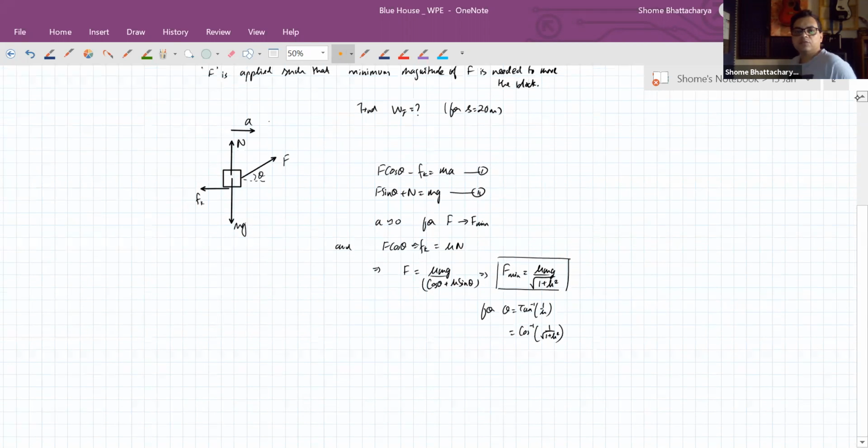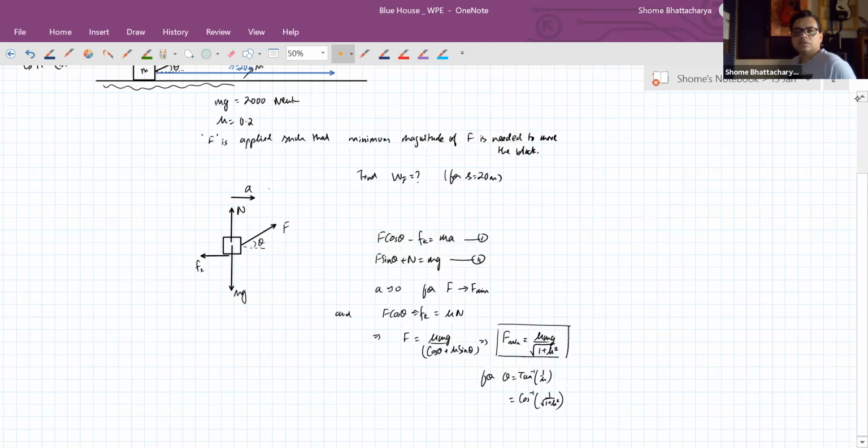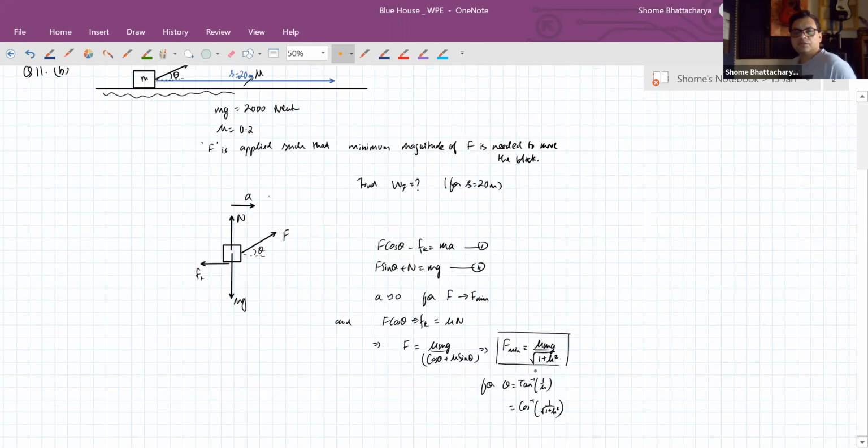It's the minimum value of force. Now how we got this? So this is what we have to use now. How we got this, just try to recall. Okay. What you do is you substitute the value of N into this equation. So this equation becomes F cos theta is equal to mu into mg minus F sin theta. So you get this.